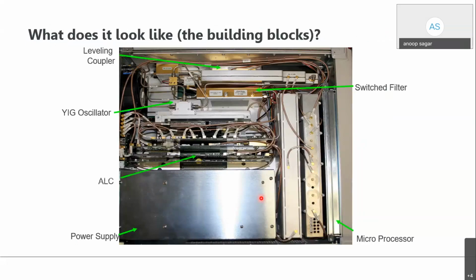Looks like this is the full hardware for a signal generator. This is a microprocessor for processing all units. This is a switch filter. This is a level coupler. This is a YIG oscillator. This is ALC. This is for power supply. This is a basic building block for a signal generator.